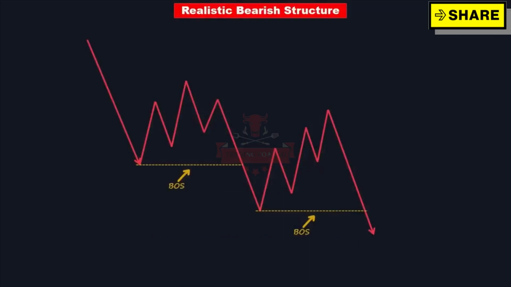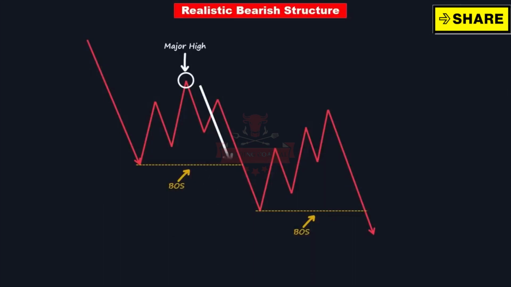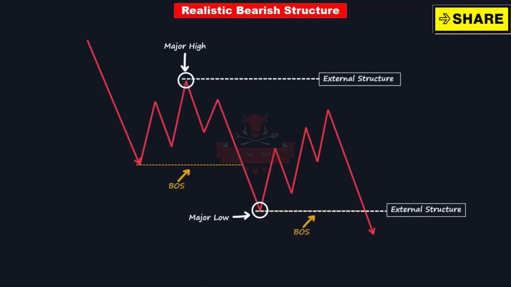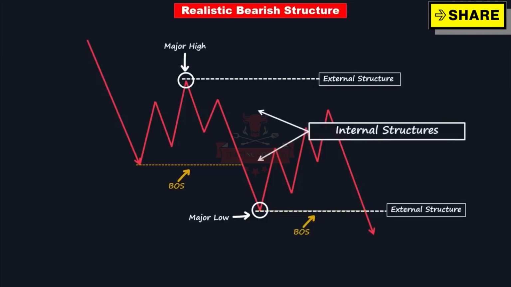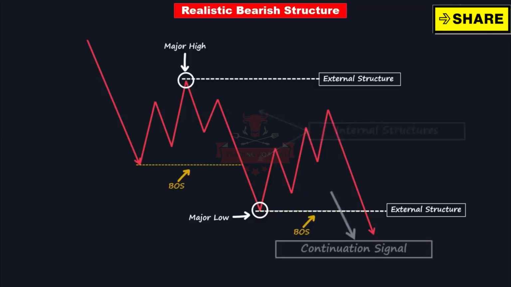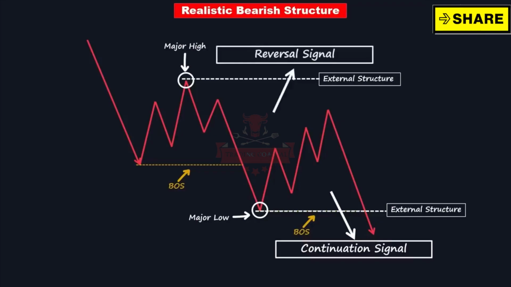Let's consider a bearish break of structure, with a major high initiating the bearish wave leading to a break of structure. Additionally, we have a major low, marking the lowest point the price reached after the break of structure. These two structures, the major high and low, constitute our external structures, while everything formed between them is considered internal structures. If the price breaks the major lows to the downside, creating a break of structure, it signals a continuation trend like what we see here. However, if the price rises above the major high, we should consider it as a trend reversal signal.